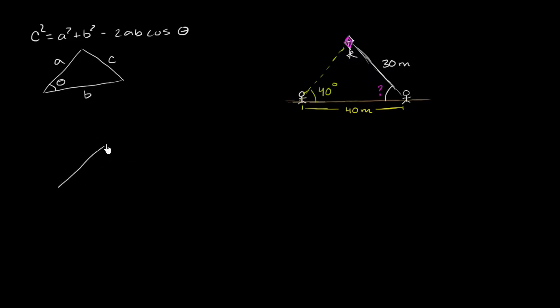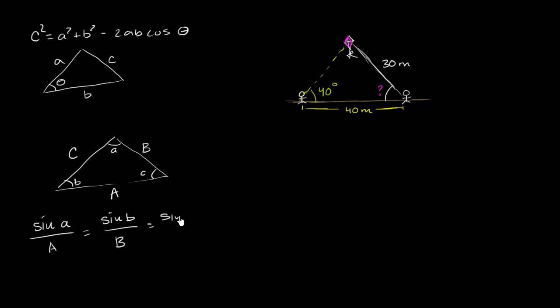So the law of sines. Let's say that the measure of this angle is lowercase a, the measure of this angle is lowercase b, the measure of this angle is lowercase c, the length of this side is capital C, the length of this side is capital A, the length of this side is capital B. The law of sines tells us that the ratio between the sine of each of these angles and the length of the opposite side is constant. So sine of lowercase a over capital A is the same as the sine of lowercase b over capital B, which is going to be the same as the sine of lowercase c over capital C. So let's see if we could leverage that somehow right over here.